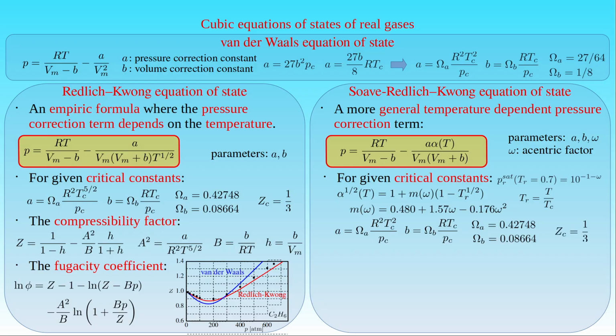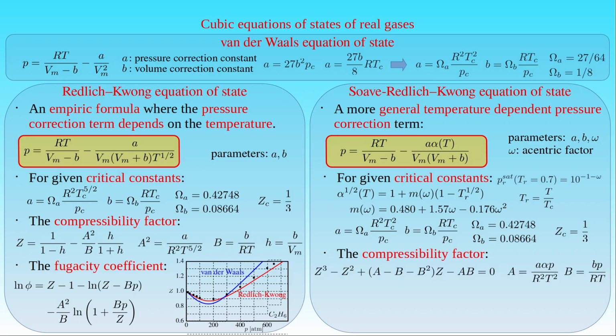The compressibility factor as a function of the state variables is obtained by solving the cubic equation of Z derived from the Soave-Redlich-Kwong equation of state, which states that Z cubed minus Z squared plus the quantity of A minus B minus B squared, times Z, minus A times B, is equal to 0, where A denotes a times alpha times P over R squared times T squared and B is defined by b times P over R times T.